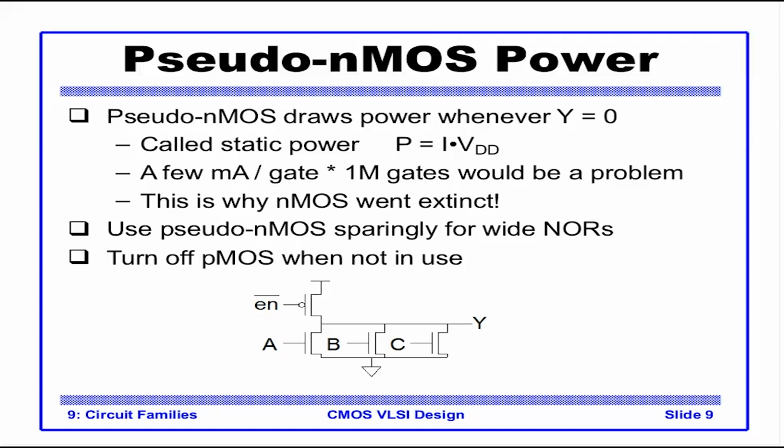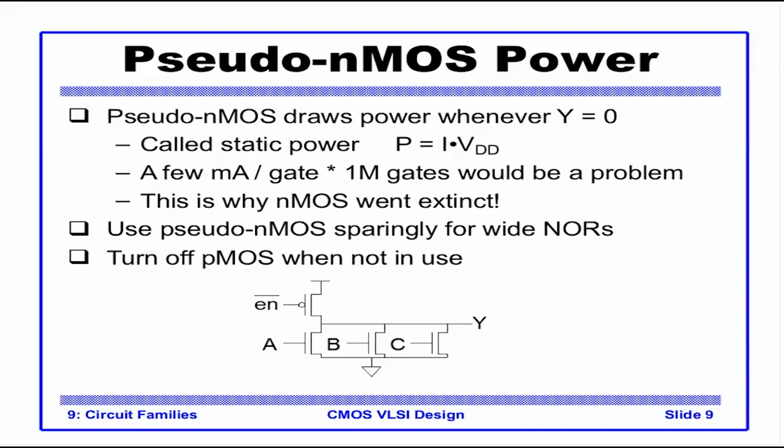One special case is that we can use pseudo NMOS sparingly for wide NORs. Now what is special about NOR? If you write down the truth table for a 3-input NOR, you would realize that it gives 1 only for one condition, when all 3 inputs are 0. Otherwise it will be 0 most of the time. What it means is that the probability of a 3-input NOR going to 0 is 7 by 8, which is very high.